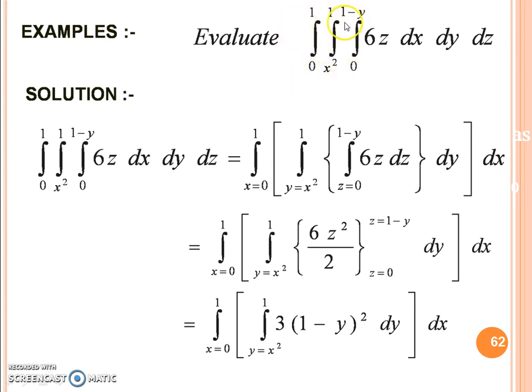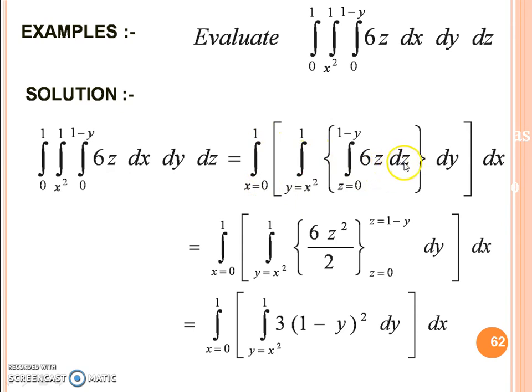But it is not possible to take the limit 0 to 1 minus y for y, because y cannot be from 0 to 1 minus y. So here the limit is only for either x or z. If we consider this limit is for z, then the next limit is for y and the last limit is for x. With this, we take z from 0 to 1 minus y, y from x square to 1, and the last limit is x from 0 to 1.